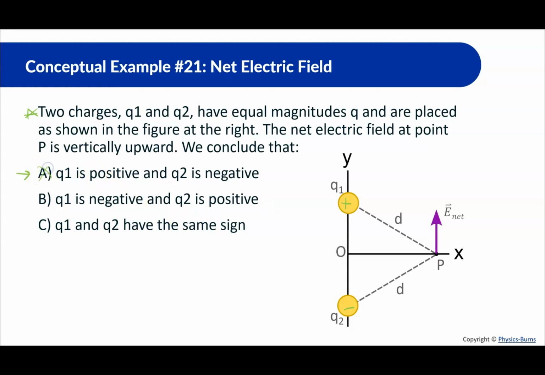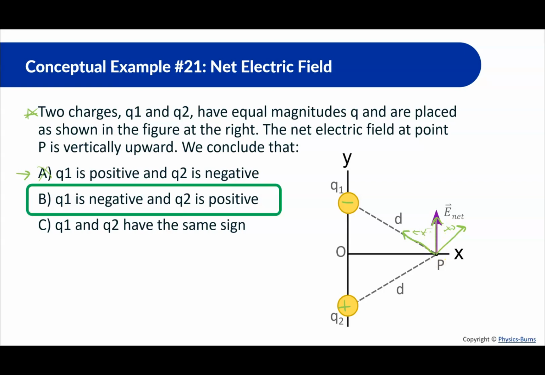Let's try B. Q1 is negative and Q2 is positive. So if it's negative, that means it'll be pointing this way. And Q2 is positive, so it'll be pointing this way. And we can see that this checks out. In the X direction, they'll cancel out, and it'll just be going up like this. So it'll be part B.